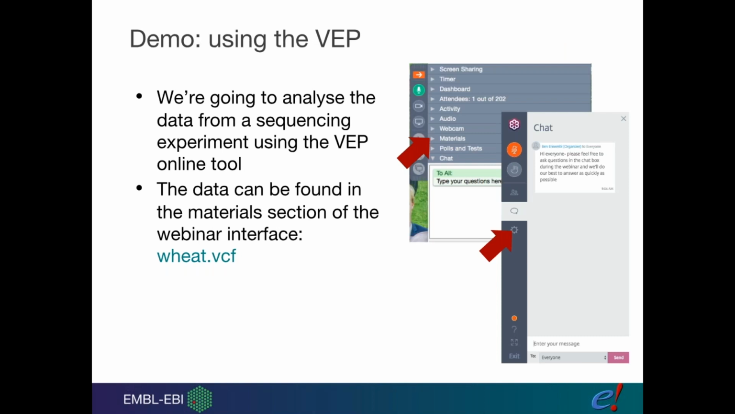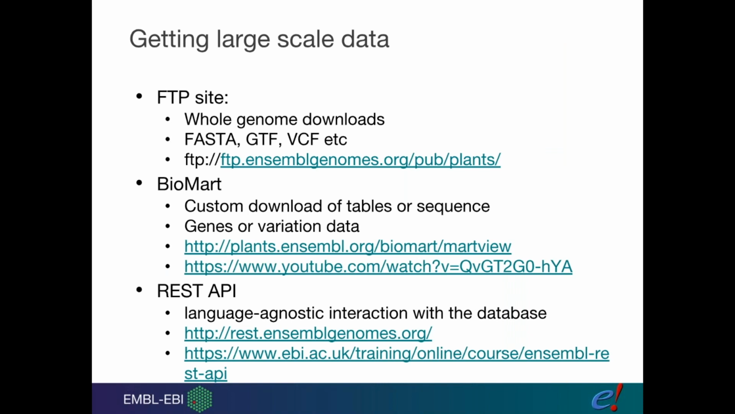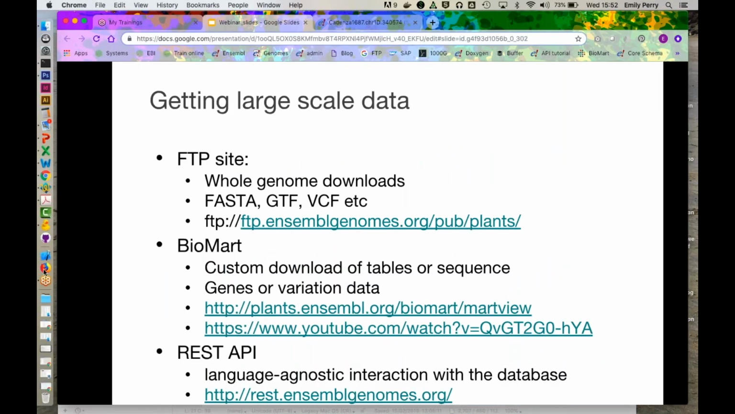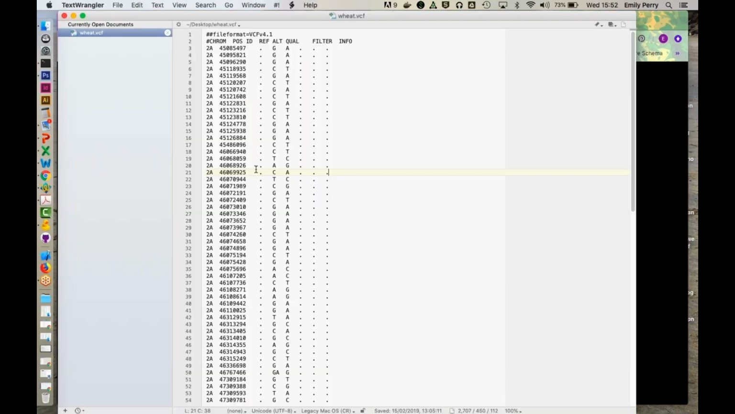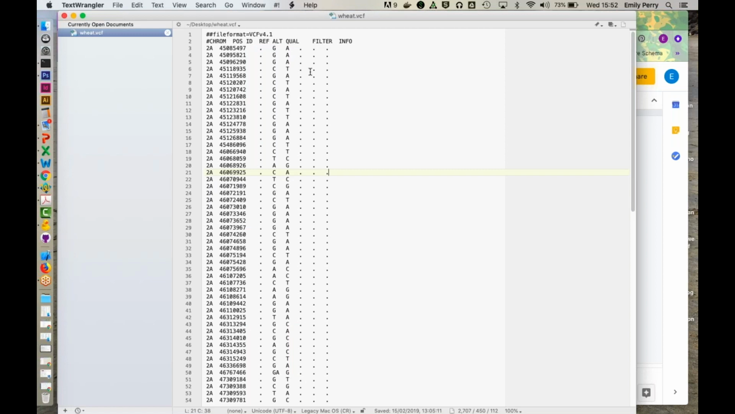So if you go into the materials section of the webinar interface, you'll see that there's a file there called wheat-VCF, which is what I'm going to use. So I've got this open here. This is what this VCF looks like. It's a very small VCF. It's about 100 variants long. So I'm just going to select it and copy.